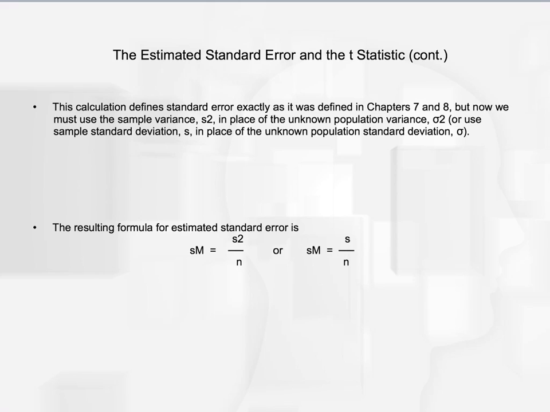So here again, notice the symbols: sample variance, sample standard deviation. We have the letter S because we don't know the population standard deviation, which is sigma. When you do know the population standard deviation, then you can use the z-test. But when you don't know it, then you have to use t.